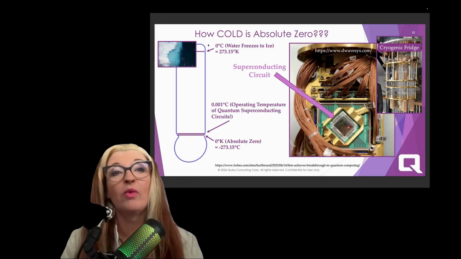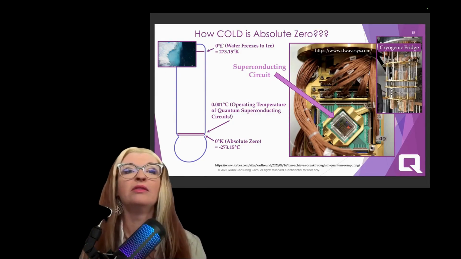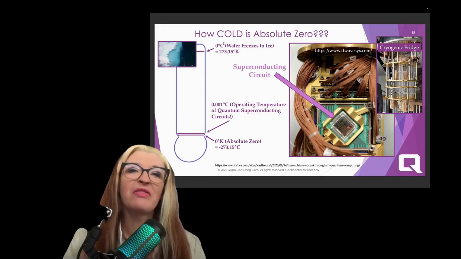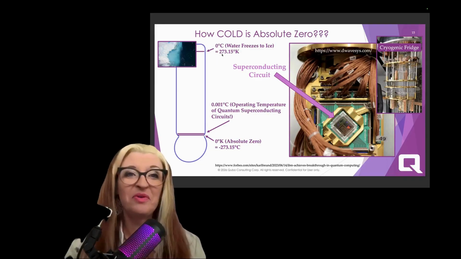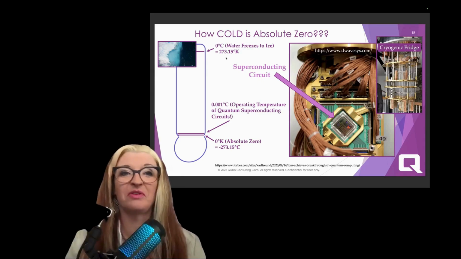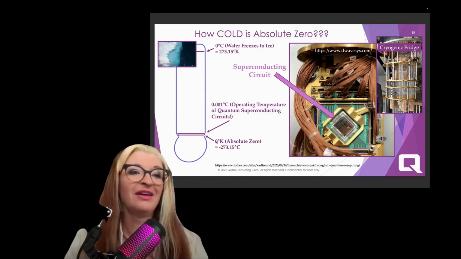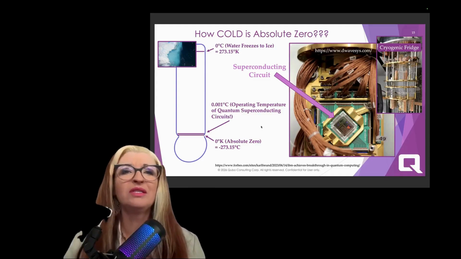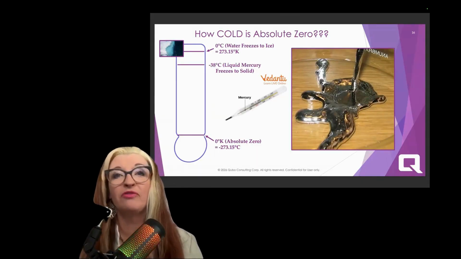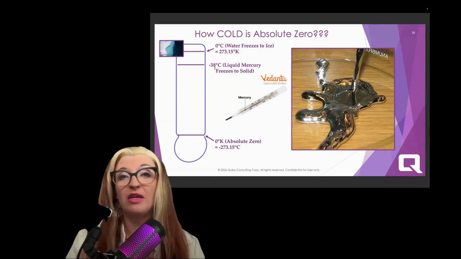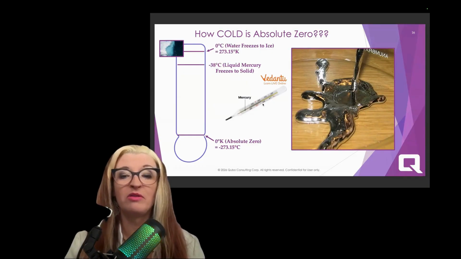So I know water freezes at 0 degrees Celsius. And yeah, I know, we've got a little bit of math here, just hang on. 0 degrees Celsius is the same as positive 273.15 Kelvin, okay? So if I know ice is up here, and I know this superconducting circuit is way down here, how cold is that? Well, liquid mercury freezes to solid at minus 38 degrees Celsius. So there are some thermometers that would stop working in my backyard in the middle of winter.